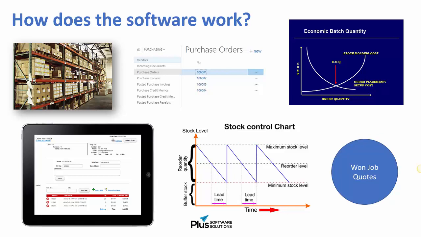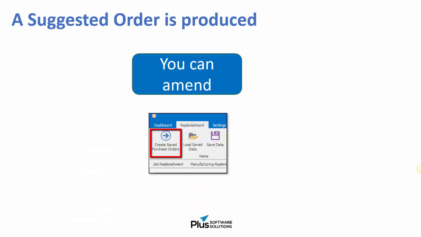And if you're using jobs or the job costing side, depending on the vendor, it'll look at the job quotes as well. So pretty amazing that it does all of that without you, the customer, or you, the partner, having to do anything. From there, inventory replenishment produces a suggested order. You can amend that order, and once you've done that, you click on Create Save Purchase Order. Inventory replenishment saves that order to a file, to a folder, and that gets automatically imported into the accounting system. And again, that happens in the background.